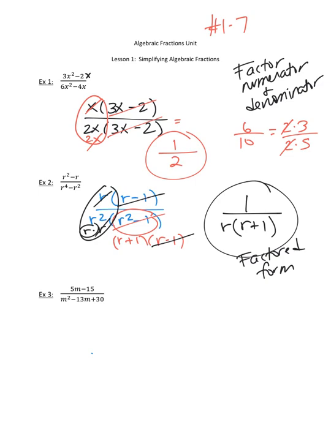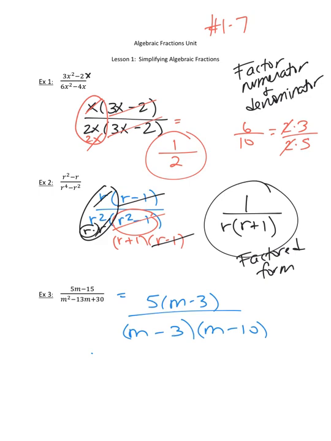Going on to example 3, in my numerator, I have a GCF of 5 times m minus 3. In my denominator, I don't have a GCF, but I have 2 binomials that this can be broken down into. So I have m and m. Factors of 30 are 3 and 10, and they're both going to be negative.